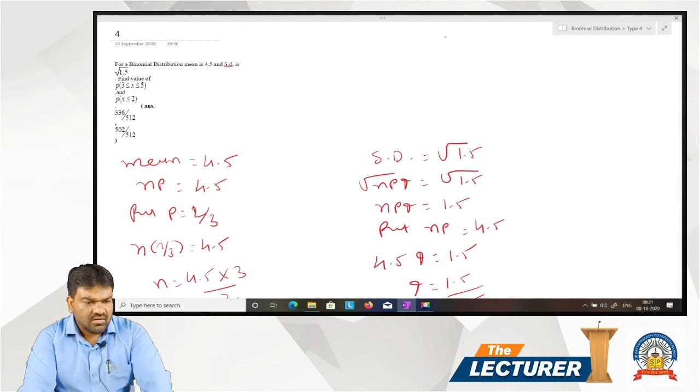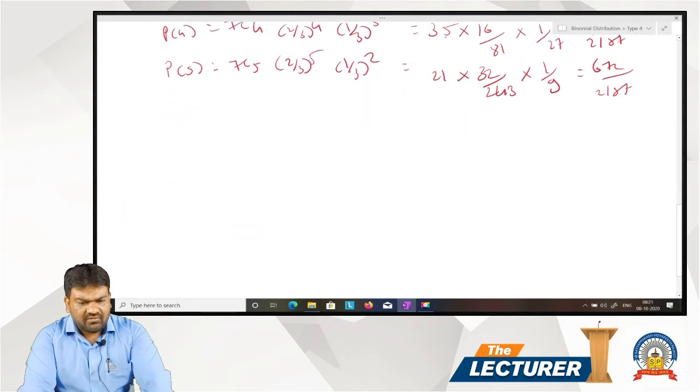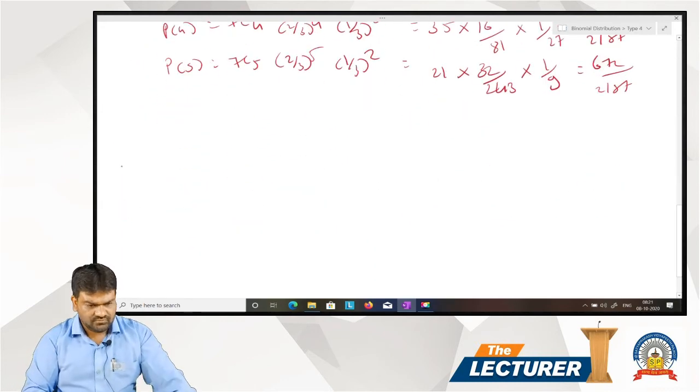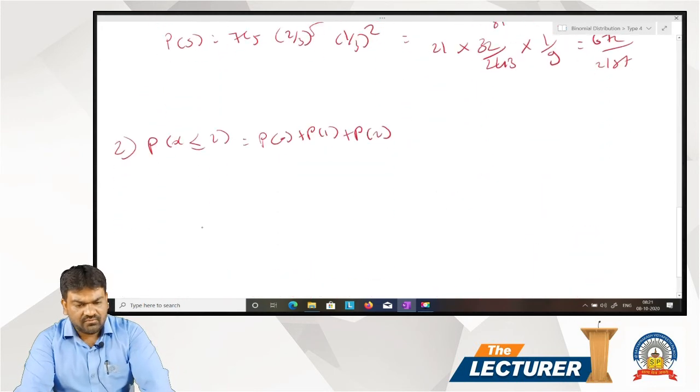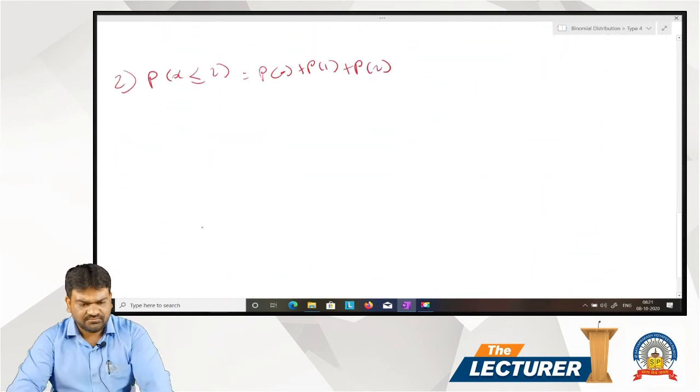Next, second, P of X lesser than or equal to 2. That is P of 0 plus P of 1 plus P of 2. We have to find out all the three.